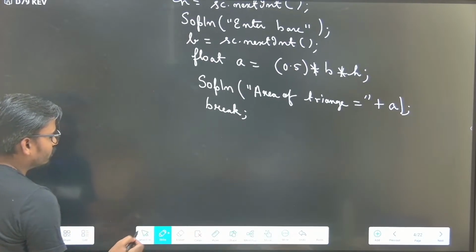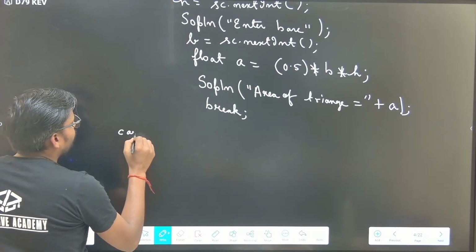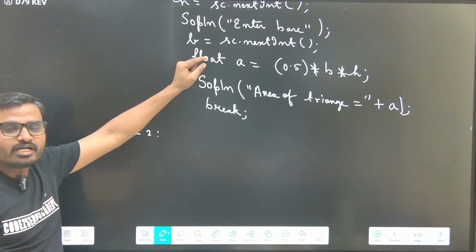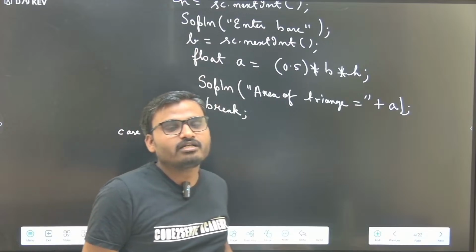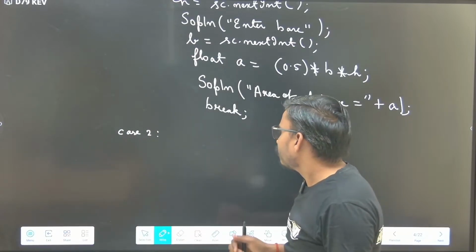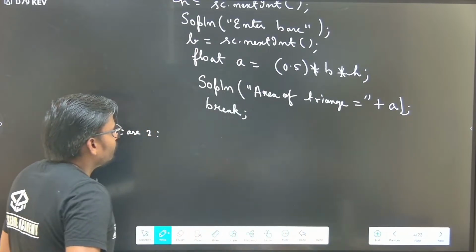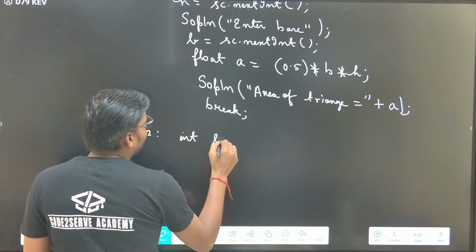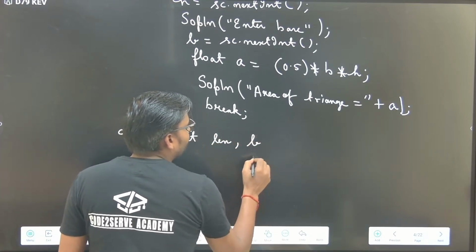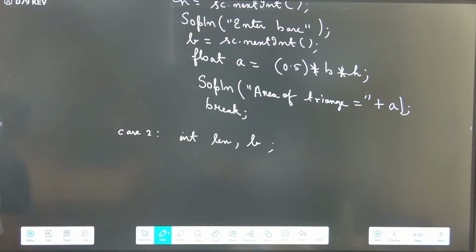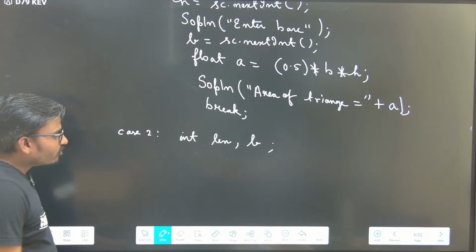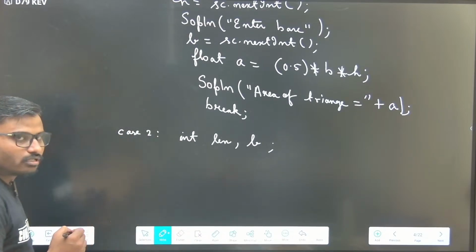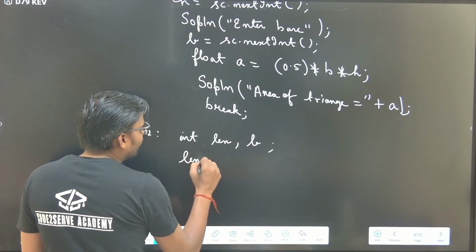Case 2. So similarly, what you will do for case 2, it was a rectangle. For a rectangle, you need length and breadth. Okay. So what we will do, we'll declare int length and breadth. All right. Now, after that, we'll take input from the user. Okay. So we'll say len.